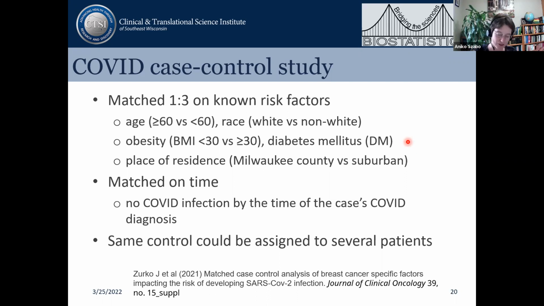But again, we are still somewhat geographically constrained because these are all Froedtert and MCW clinic patients. We also somewhat matched on time. You had to have no COVID infection by the time of the case's COVID diagnosis. And we definitely allowed controls to be assigned to several patients.